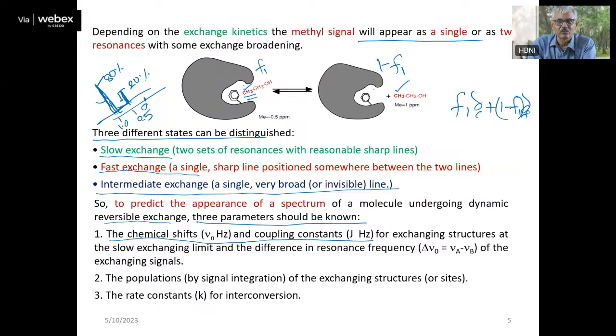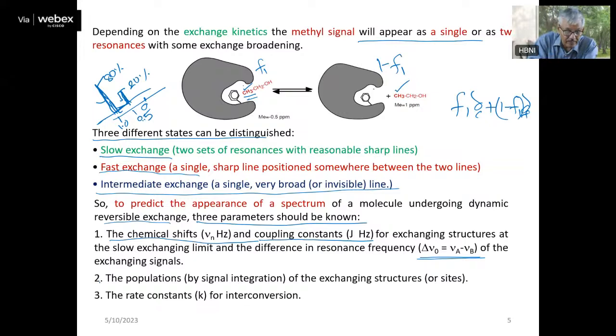And if you know that, you will be able to find out the chemical shift difference. The delta nu zero is nothing but nu A minus nu B. So the first thing is that you should know the chemical shift. You can get that value with respect to, let us say, TMS, in some Hertz.